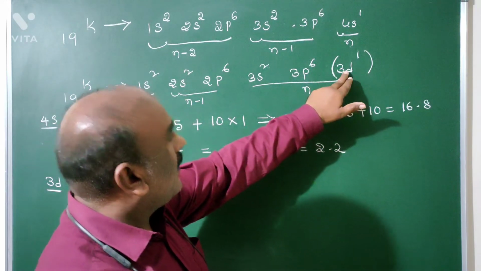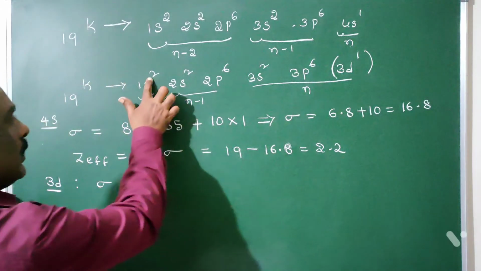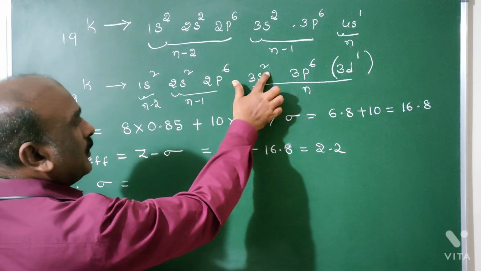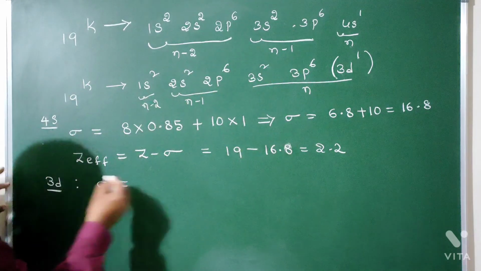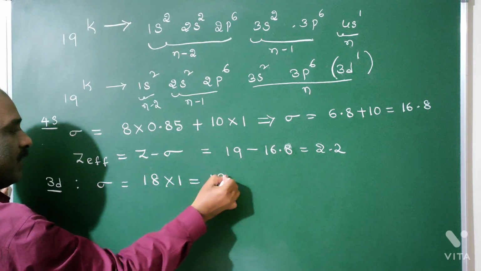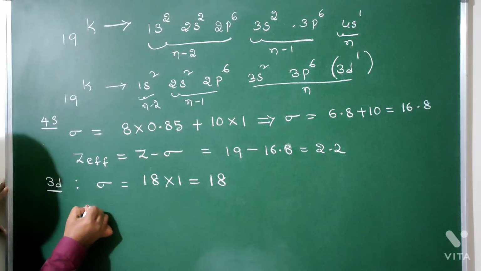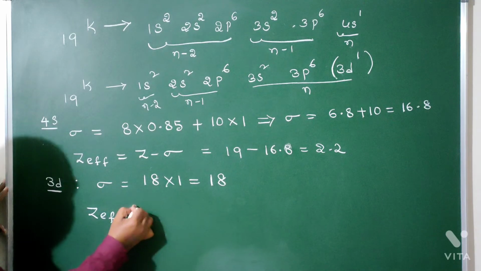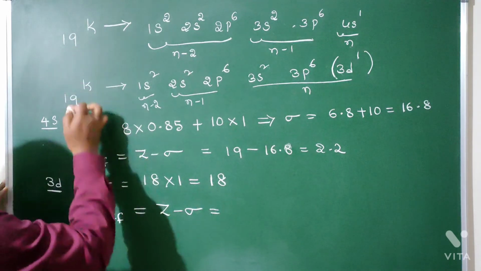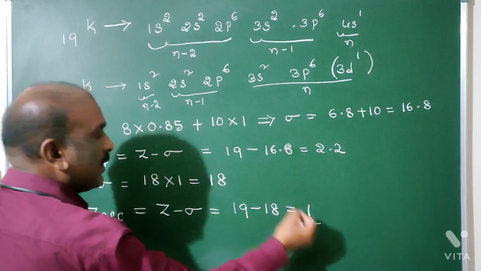So, for the 3d electron, how many total electrons are present at the left side? 2 plus 2, 4, plus 6, 10, plus 2, 12, plus 6, 18. 18 into each electron contributing the value 1. Therefore, the screening constant is 18. In this case, what is the effective nuclear charge? Effective nuclear charge is equal to Z minus sigma. Z is the atomic number of potassium, 19 minus 18, it is 1.